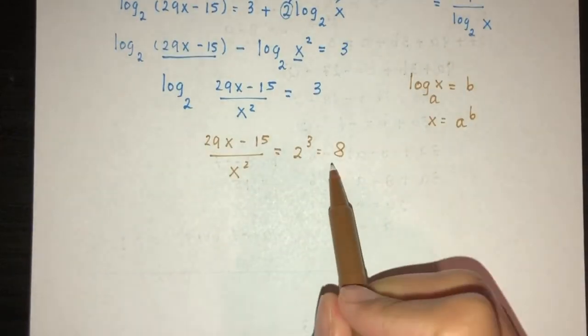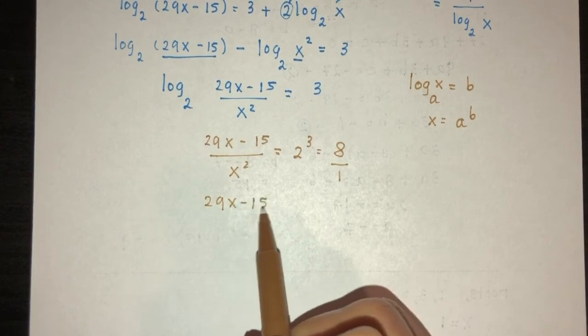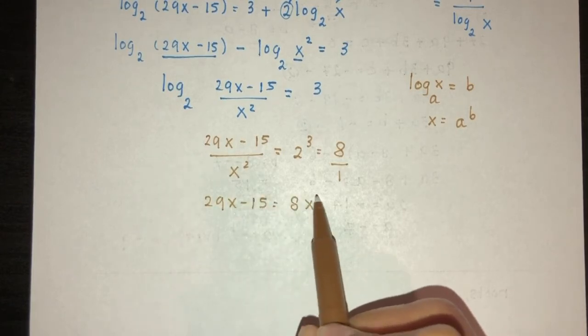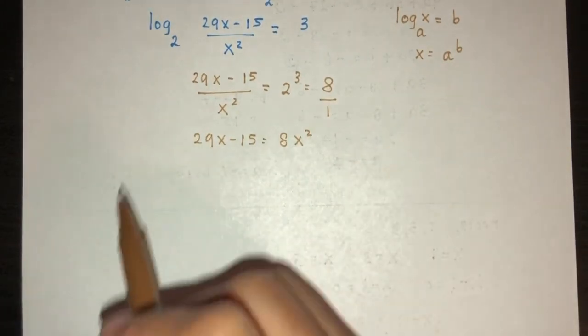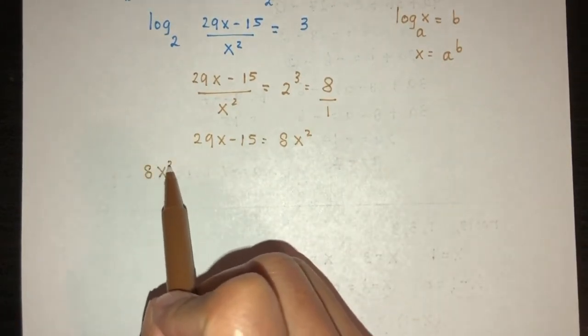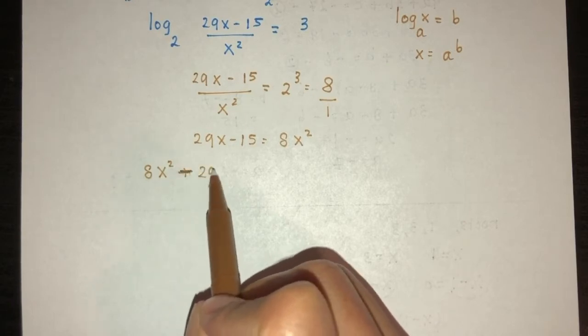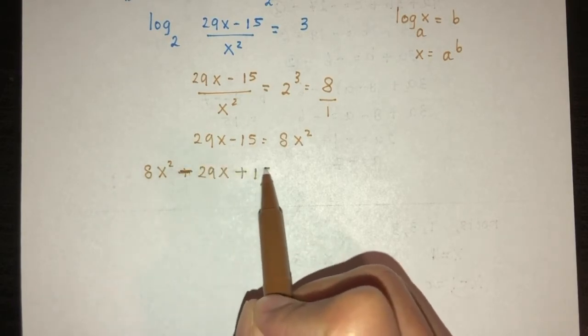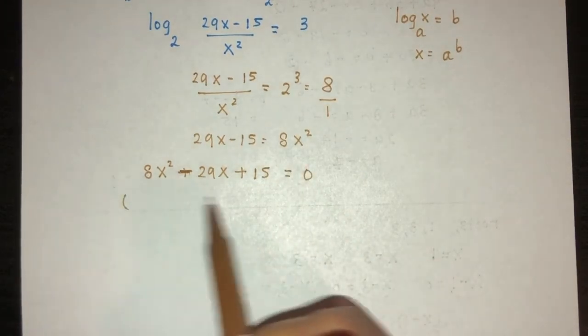Now we just have to cross multiply. You will have 29x minus 15 is equal to 8x squared. Now let's bring everything to one side. You will have 8x squared minus 29x plus 15 is equal to 0. Now you have a quadratic equation where you have to factorize and solve.